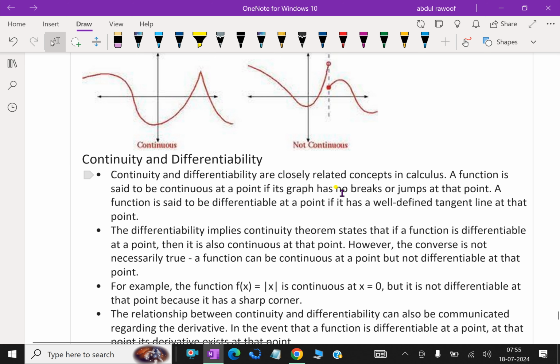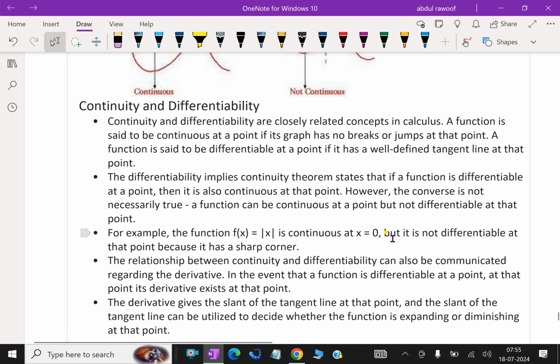Continuity and differentiability are closely related concepts in calculus. A function is said to be continuous at a point if its graph has no breaks or jumps at that point. A function is said to be differentiable at a point if it has a well-defined tangent line at that point. The differentiability implies continuity theorem states that if a function is differentiable at a point, then it is also continuous at that point. However, the converse is not necessarily true. That is, a function can be continuous at a point but not differentiable at that point.